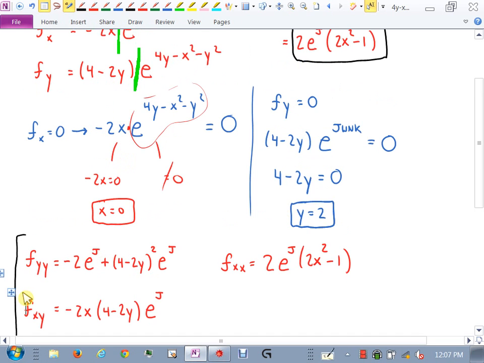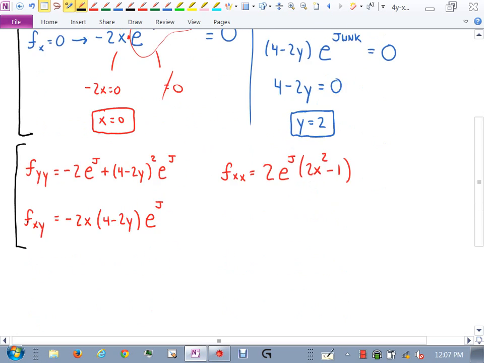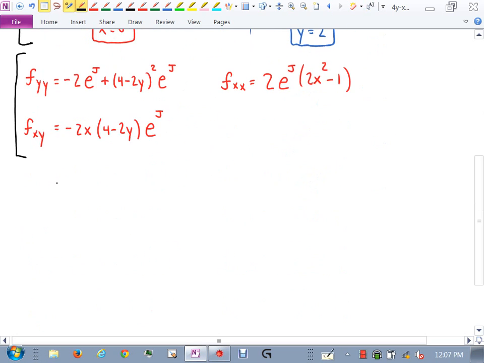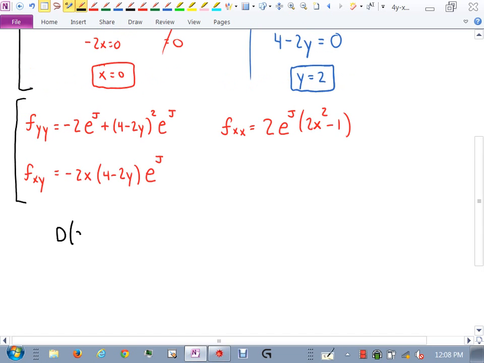Now let's get D. For D, I'm actually going to the point (0, 2). What's fxx at (0, 2)? Oh, man. It's 0. Gone, right? It's gone?